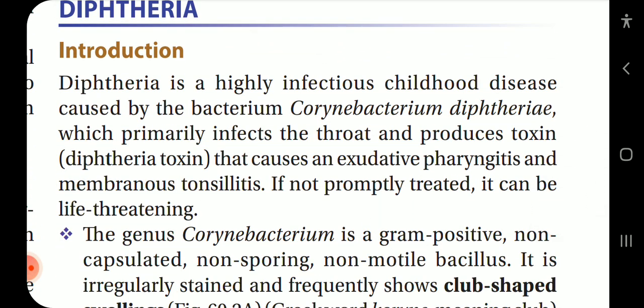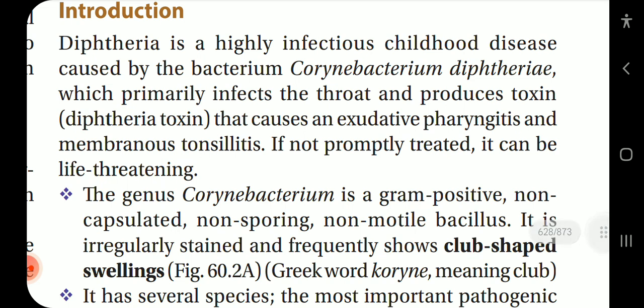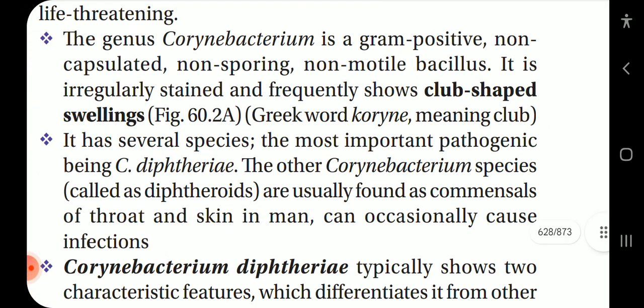Diphtheria is a highly infectious childhood disease caused by the bacterium Corynebacterium diphtheriae, which primarily infects the throat and produces a toxin, diphtheria toxin, that causes an exudative pharyngitis and membranous tonsillitis. If not promptly treated, it can be life-threatening. The genus Corynebacterium is a gram-positive, non-capsulated, non-sporing, non-motile bacillus.